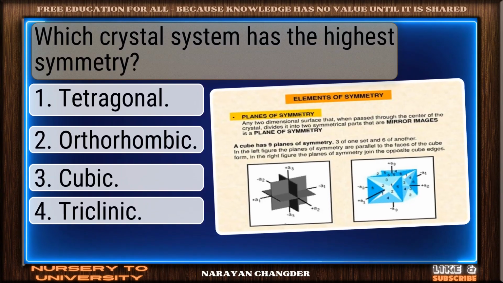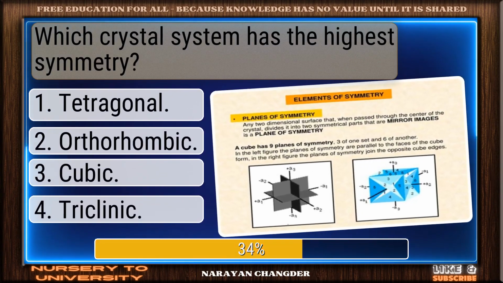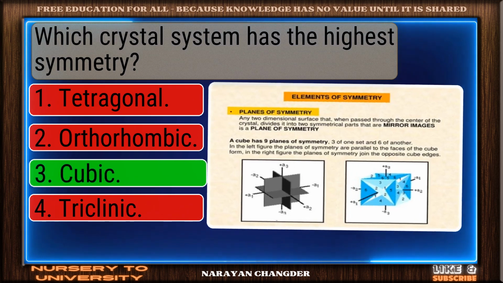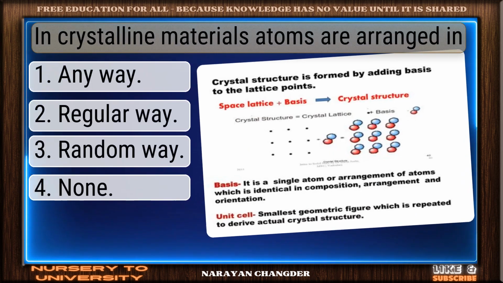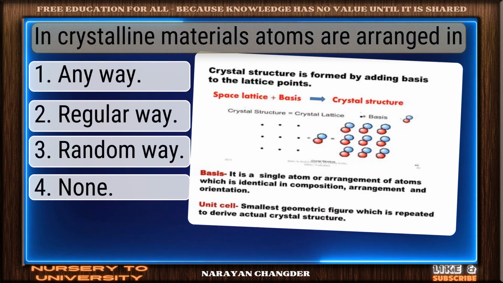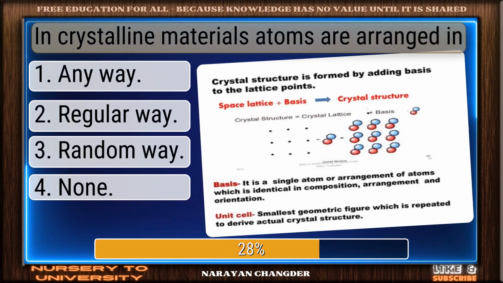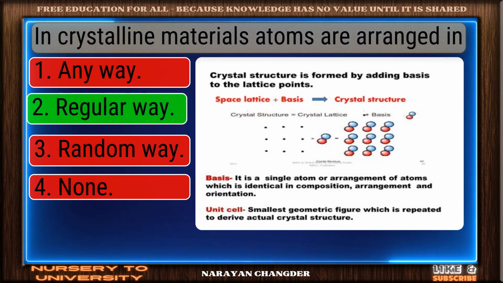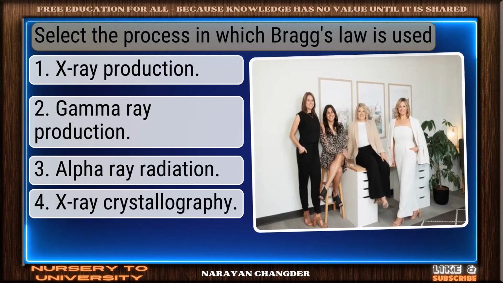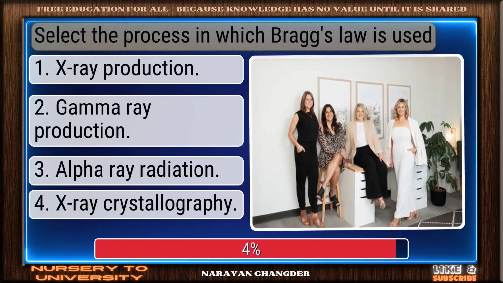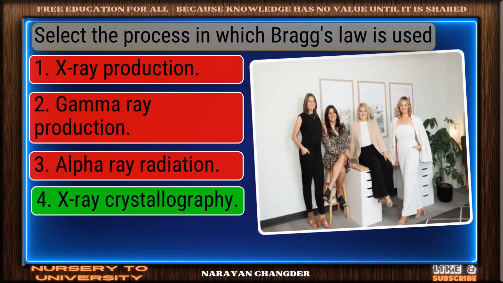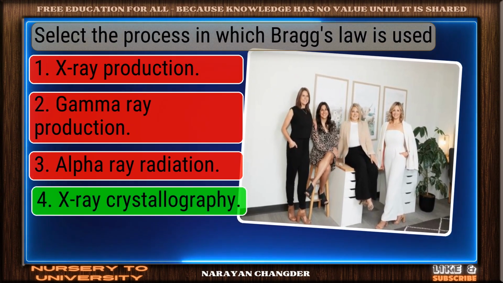Which crystal system has the highest symmetry? On track. Cubic is the correct answer. In crystalline materials, atoms are arranged in. Perfect. Regular way is the correct choice. Select the process in which Bragg's law is used. You're right. X-ray crystallography is the correct answer.